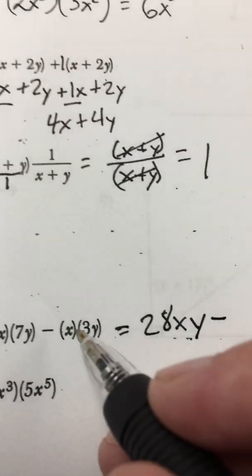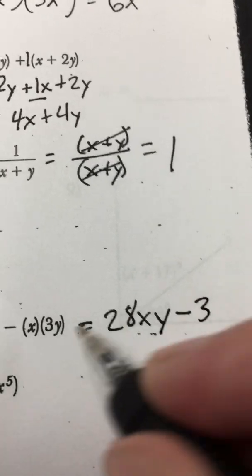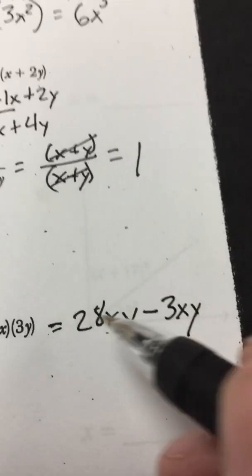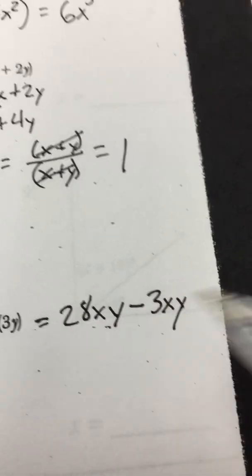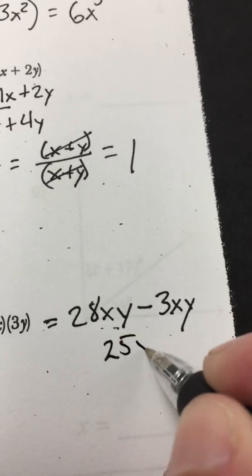Minus, now this is a 3 times just a 1 over here, so this is still 3. And x times y is still xy. Here we go. So now I have 28xy and negative 3xy. Are they like terms? They are. We can combine them together. So 28 minus 3 is 25xy.